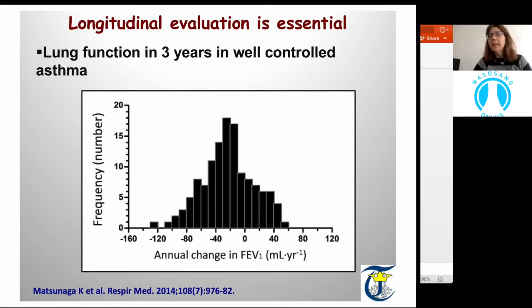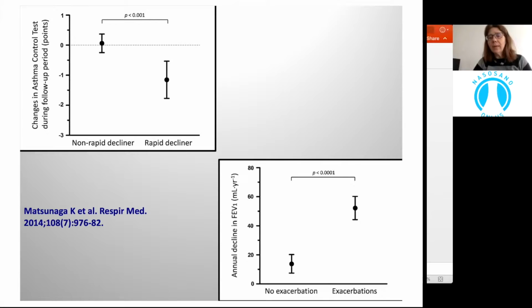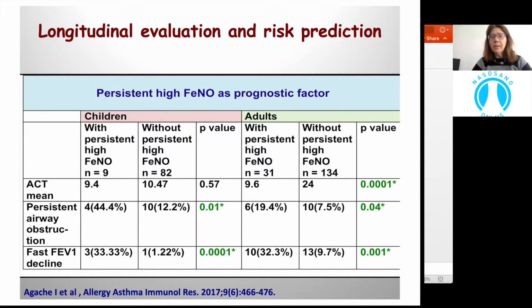This rapid decline in lung function is correlated with the loss of asthma control and also with the risk of increased exacerbations and further decline in lung function. So this longitudinal evaluation of lung function is very important for prediction of risk as a biomarker. Inflammation is also very important. If you measure, for example, exhaled nitric oxide, then you can easily see that if it is persistently high, it is linked to less asthma control, persistent airway obstruction, and fast lung function decline, both in adults and in children.